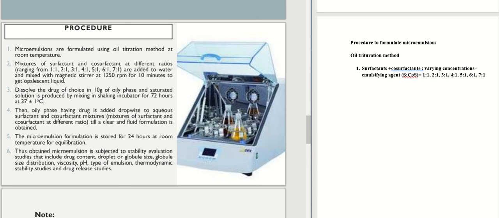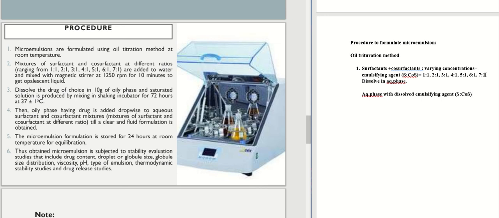We need to make specific solutions of surfactant and co-surfactant combinations by taking surfactant and co-surfactant ratios ranging from 1:1 to 7:1 by dissolving in the aqueous phase. So our aqueous phase is now ready with dissolved emulsifying agent. Here the emulsifying agent we use is the combination of surfactant and co-surfactant. Now we are ready with the aqueous phase.